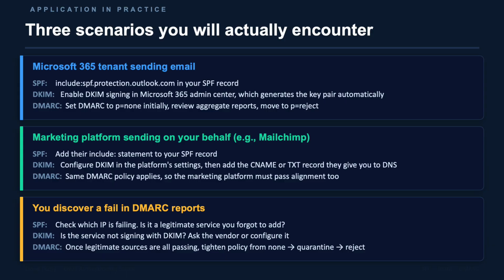For DMARC, you start at p=none with the reporting address, watch the reports until you confirm all your M365 mail is passing and aligned, then move through quarantine to reject.